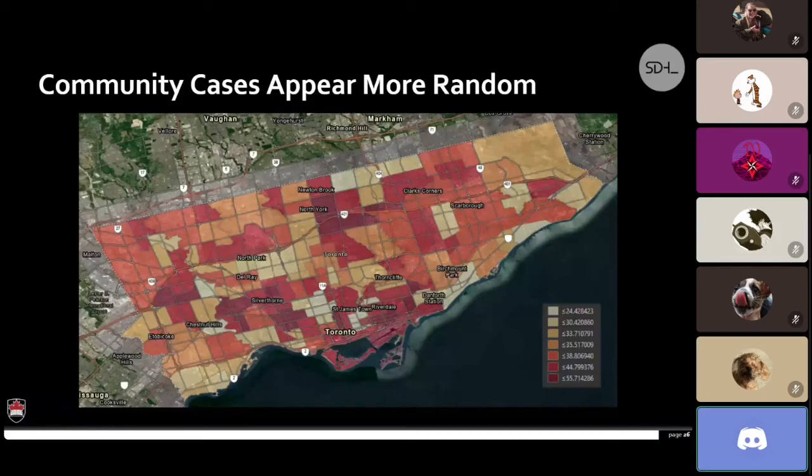So you can see in this rudimentary legend that a lot of the neighborhoods in the city have a pretty low proportion of cases that are attributed to community transmission. But in a good chunk of the neighborhoods in the city, nearly 50% of the cases that were traced in that neighborhood are attributed to community transmission.